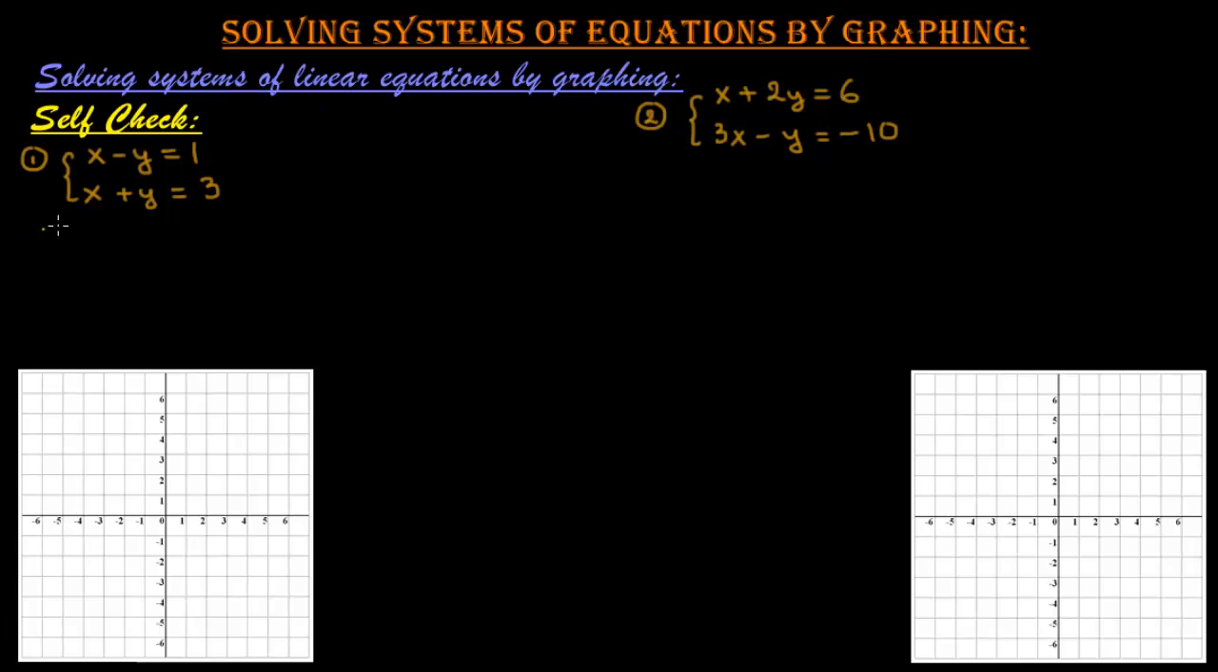So the first equation we have x minus y equal to 1. So we need to isolate the y. So subtract x on both sides. We have negative y equal to negative x plus 1. And keep going. To get y as positive, I have to divide by negative 1 on both sides. Then that will give me the equation as y equal to positive x minus 1.